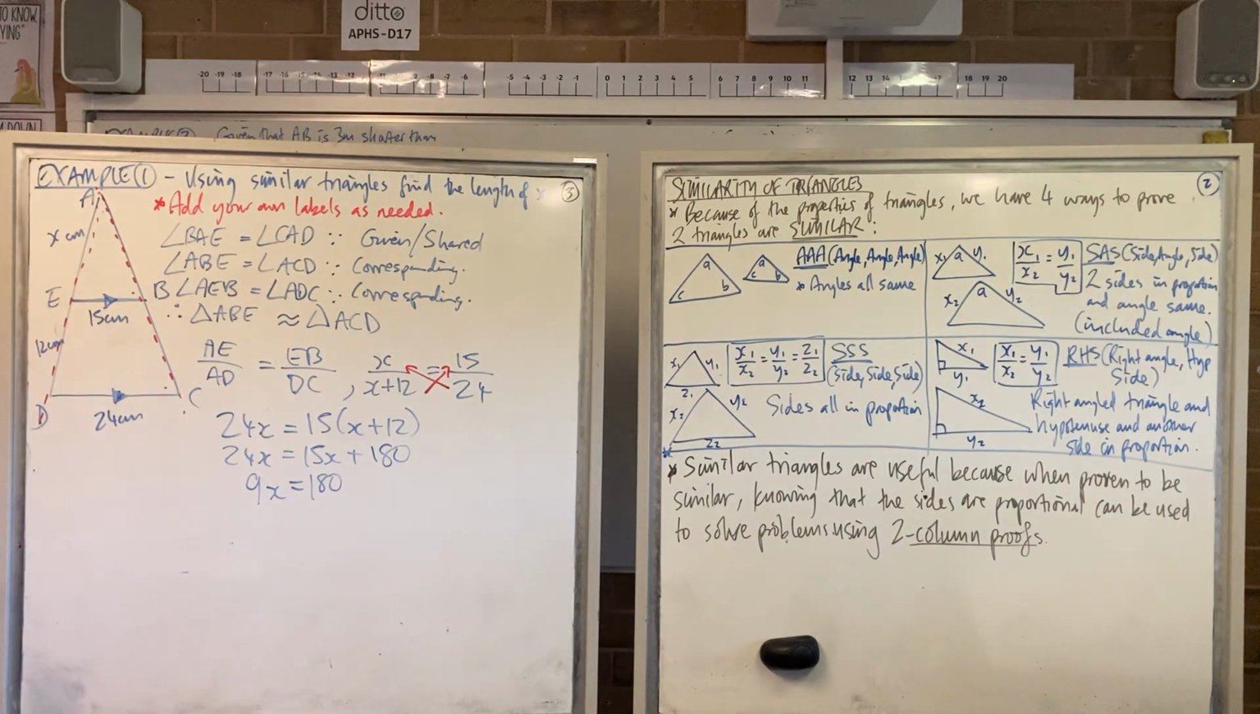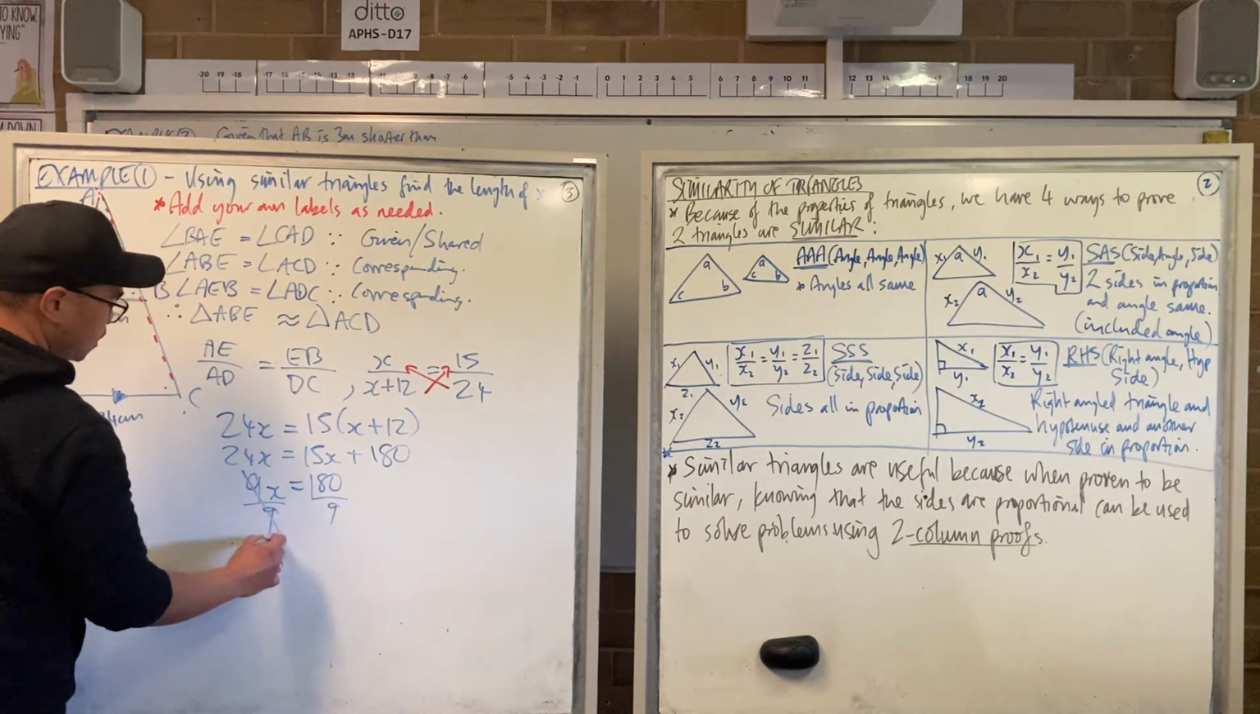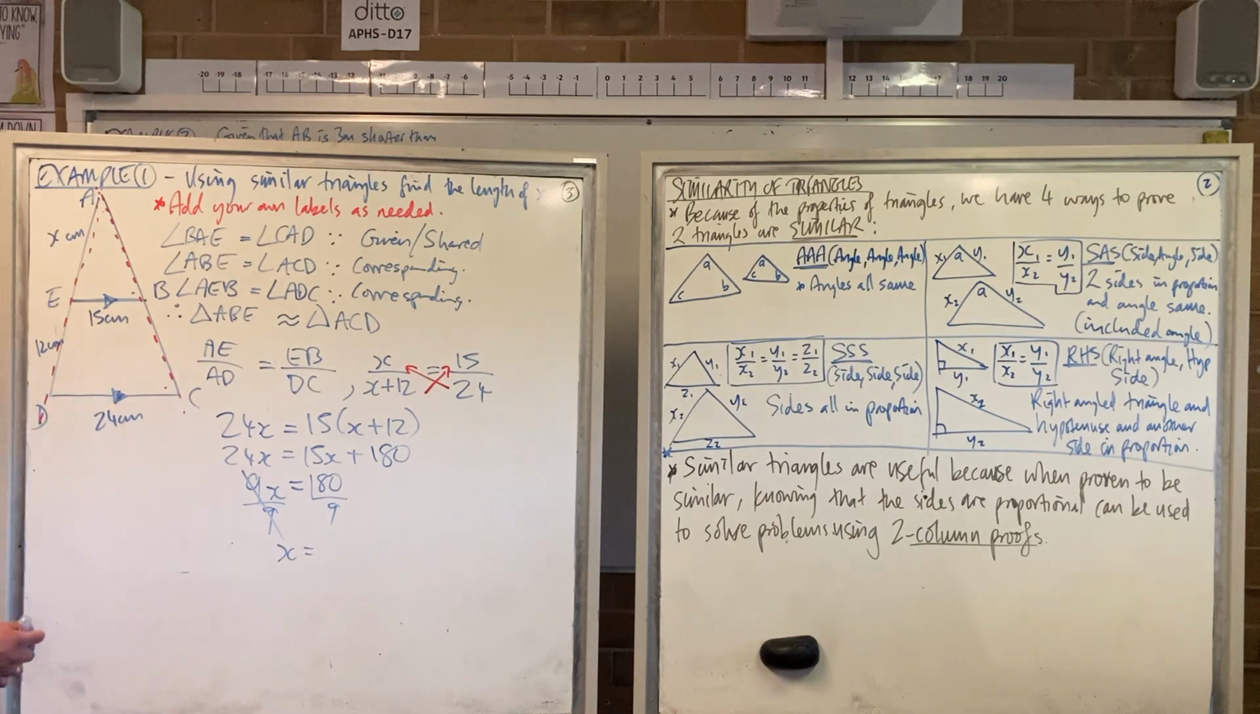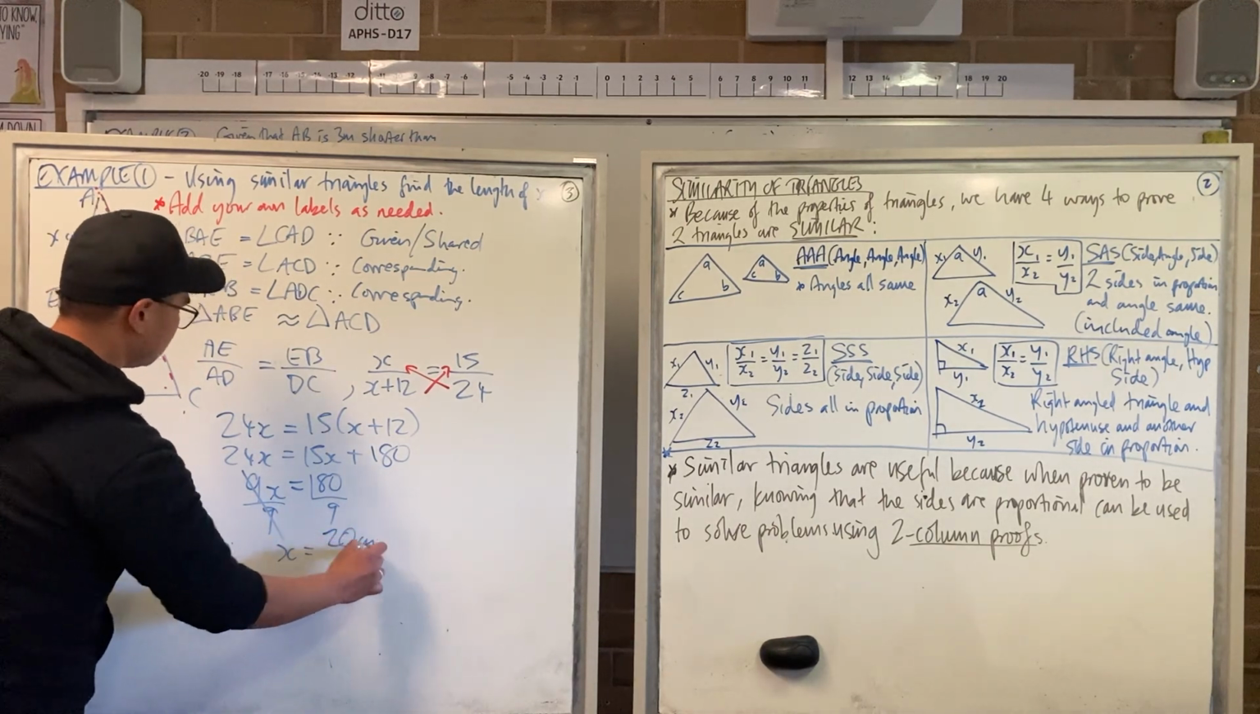What's 9 doing to x? So what's the opposite of that? Dividing. 9's going to cancel. X should be what? 20 centimeters. That's your answer?